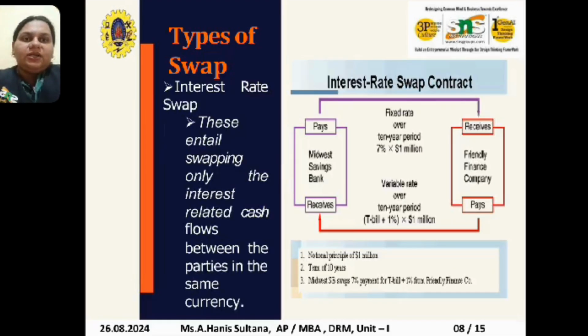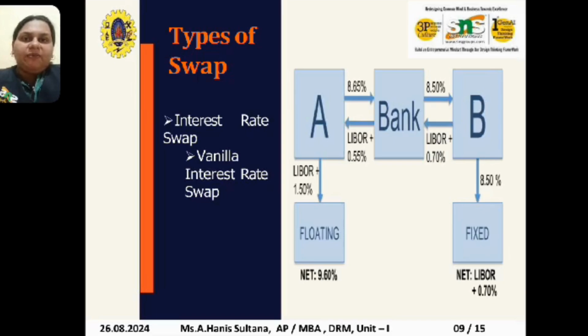So one more interest rate swap has another type of swapping, that is the vanilla interest rate swap. Here bank A gives 8.65% at LIBOR rate and bank B receives 8.50. Here the LIBOR rate is 0.55 and 0.70. So if you are going for a floating rate, the LIBOR rate is 1.5 percentage, and if it is going for the fixed rate, then the rate is 8.5 percentage.